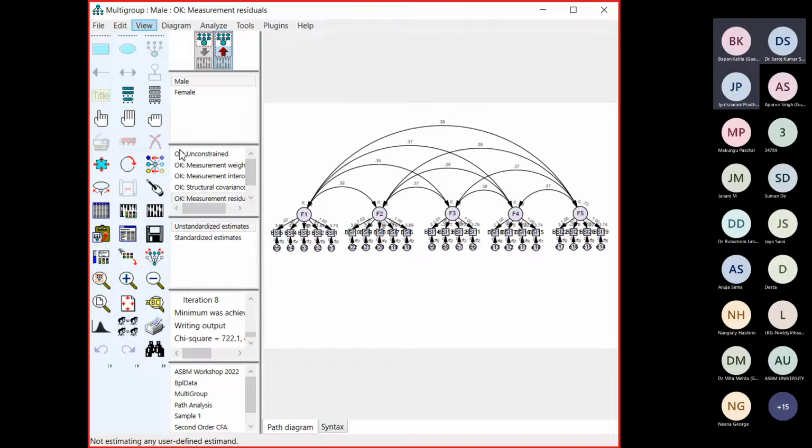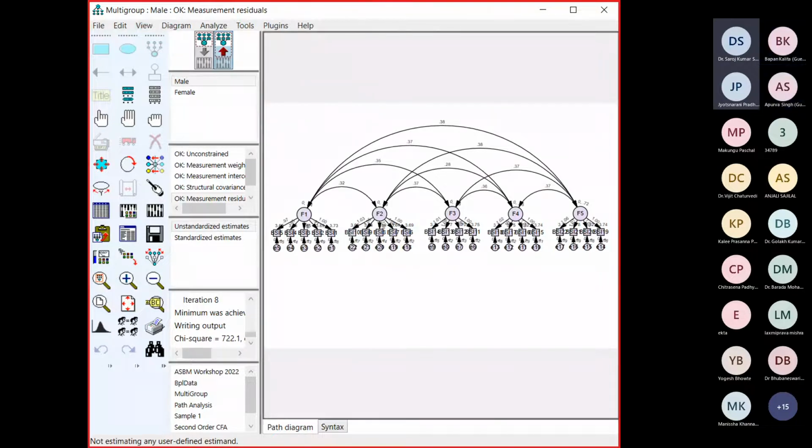No. Close this. Minimize this, and go to the text output. Minimize the AMOS graphic and go to the text output. Minimize the text output and go to the AMOS output. Yes. Minimize and open the text output. Yes, sir. I got it. Model comparison, sir. You got it now?